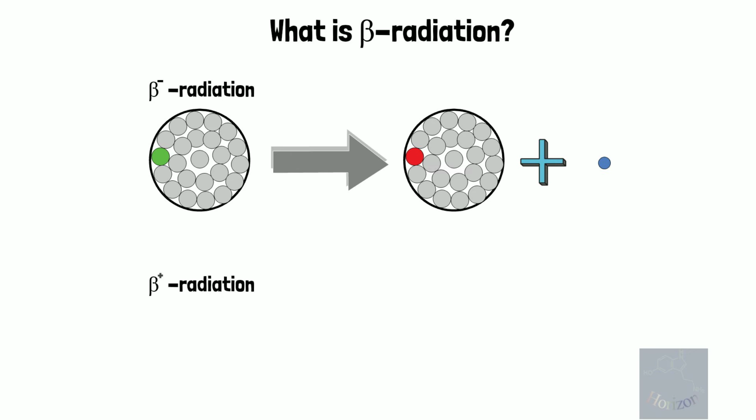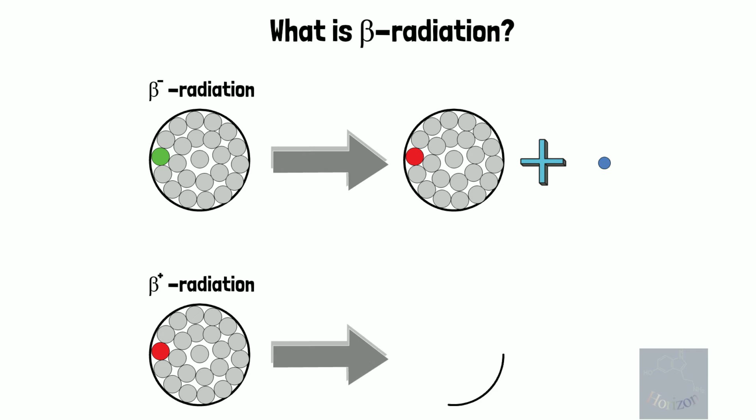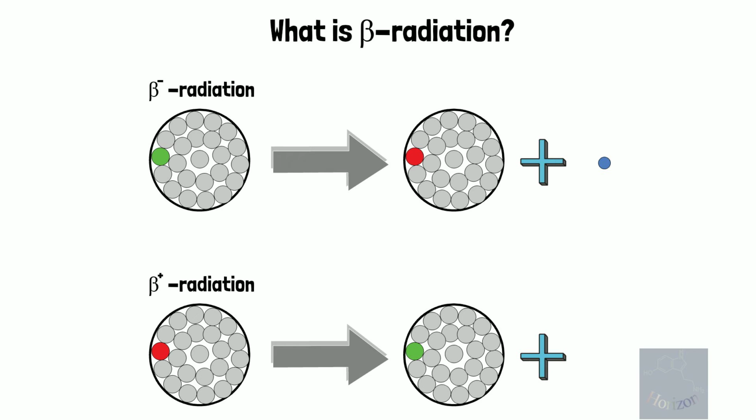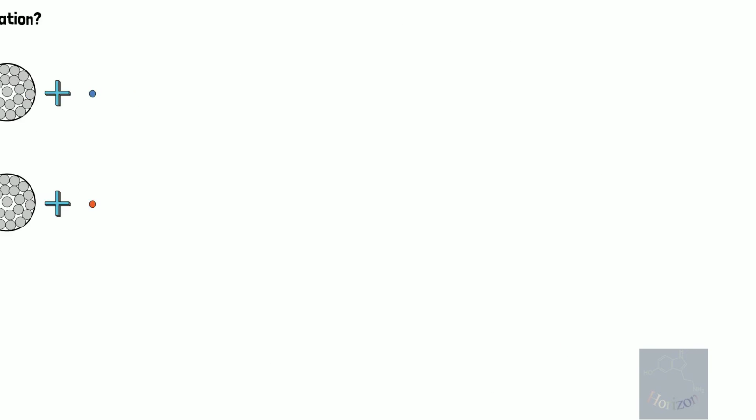The beta-plus decay works the other way around. In the nucleus, a proton is converted into a neutron. Then a positron is emitted. This is the antiparticle to an electron. Except for the sign of the electrical charge and the magnetic moment, all characteristics of the positron are the same as for the electron. So, during beta-plus radiation, the atomic mass also stays the same, but the atomic number decreases.